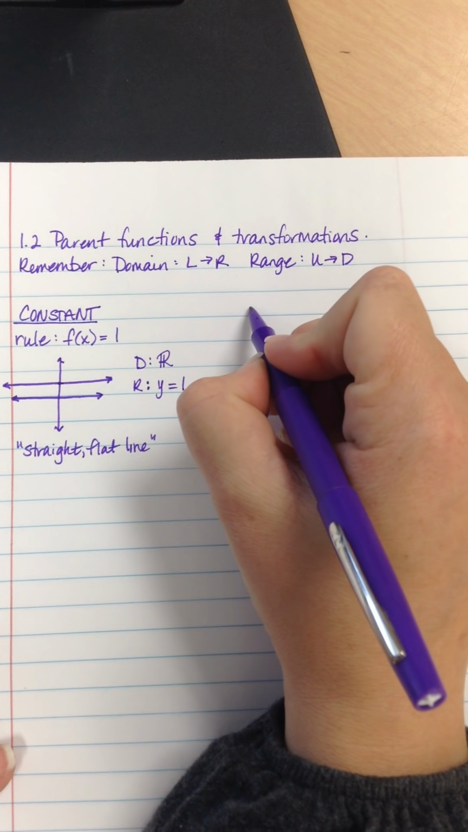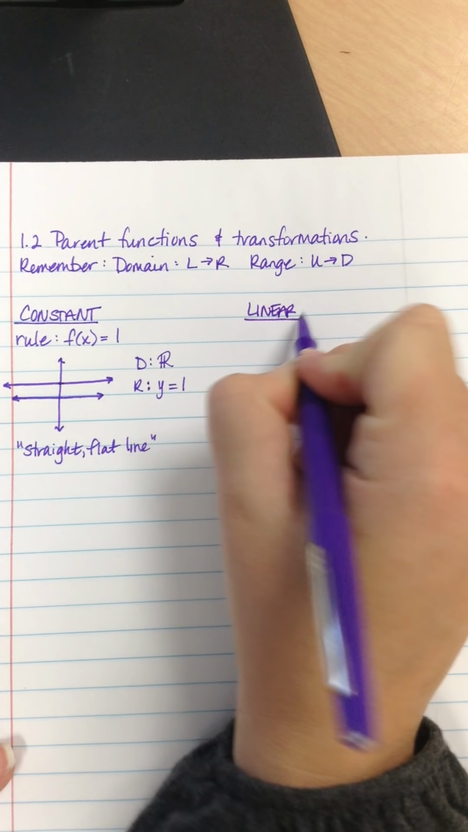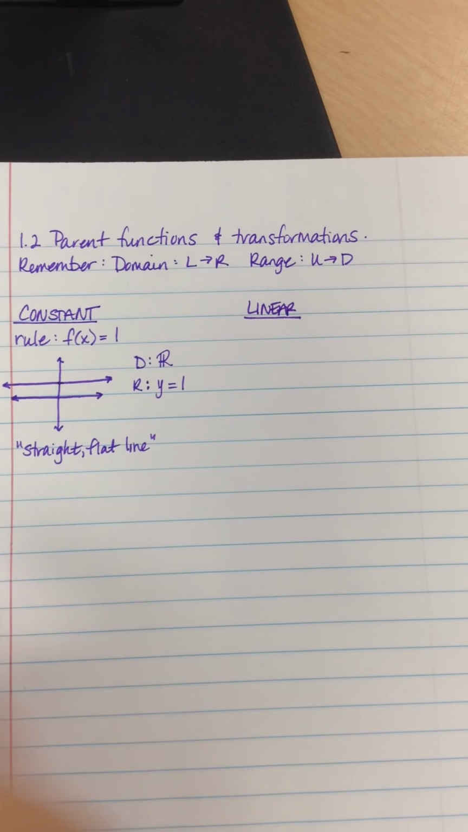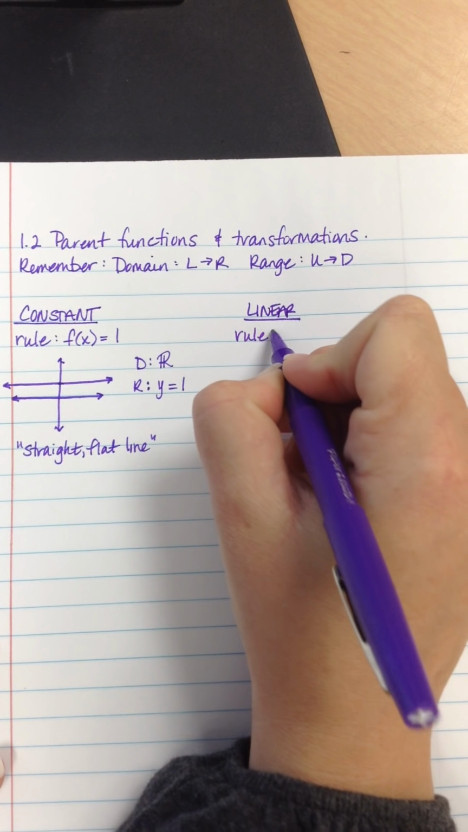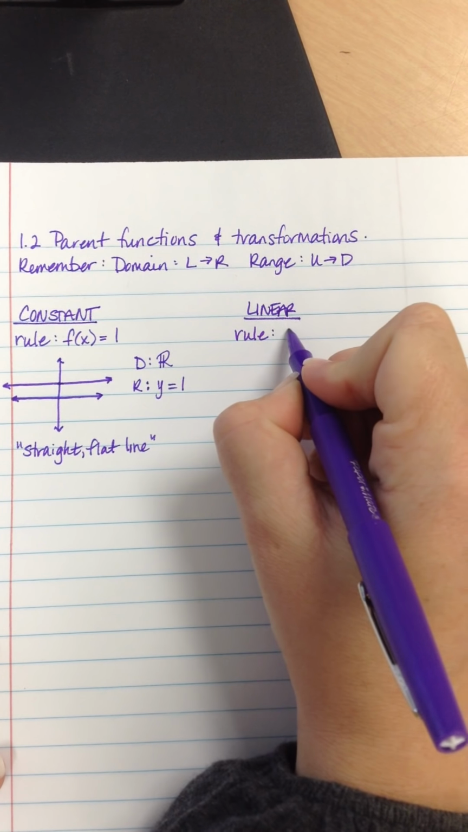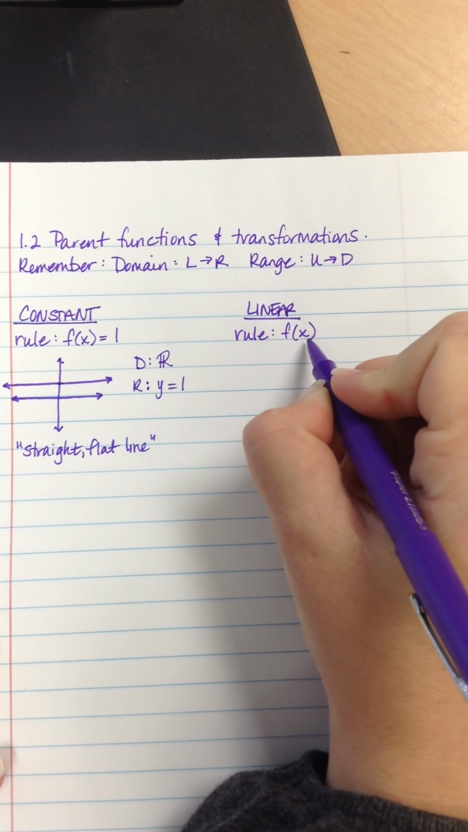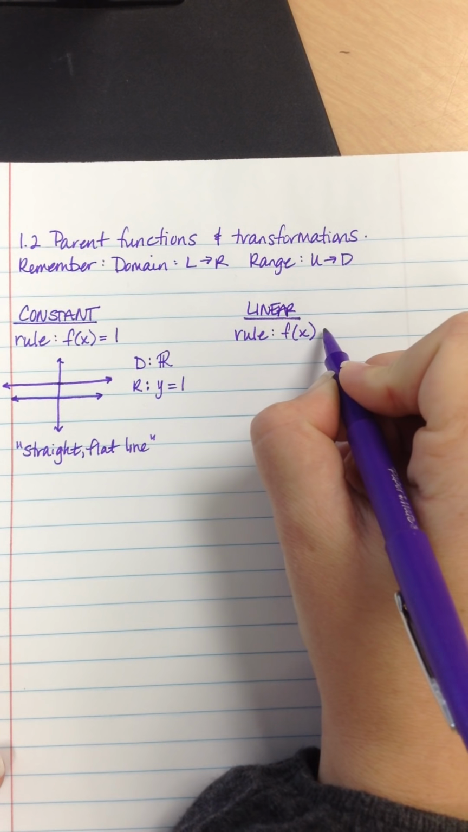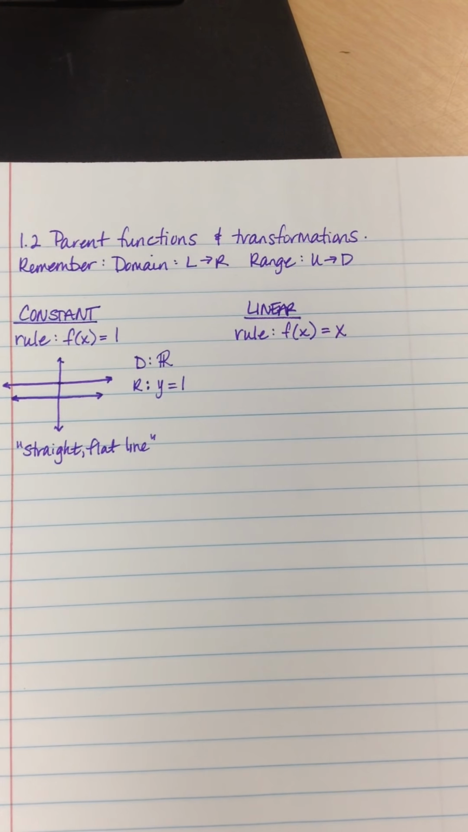The next parent function is linear. Linear you've seen before. The rule for linear, again, the rule just means the equation, the basic equation for linear. F of x, don't forget that's the same thing as y, it's a different type of notation. F of x equals just x with linear.